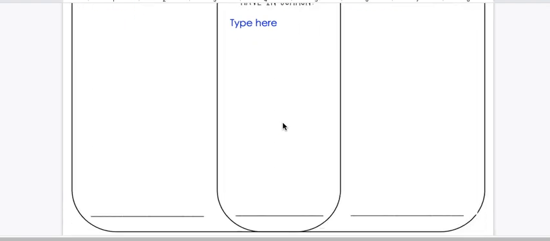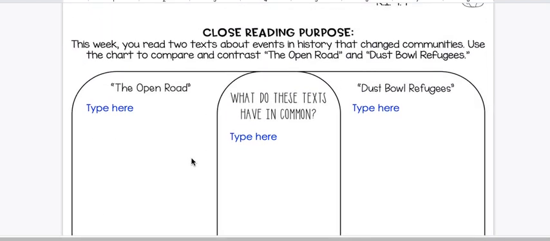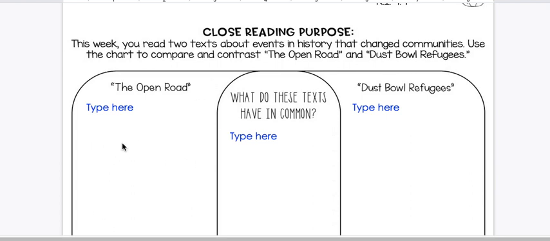All right, fourth graders, for this lesson, we are looking at lesson 14, unit 7, week 1, comparing and contrasting the two stories that you read this week. And now, if you remember at the very beginning of the week when we started with The Open Road, I explained in one of my videos that this unit is about how communities evolve, right? How communities change over time.